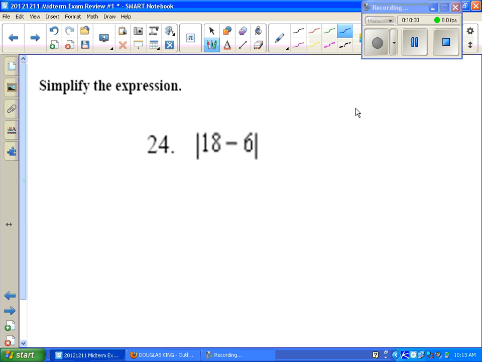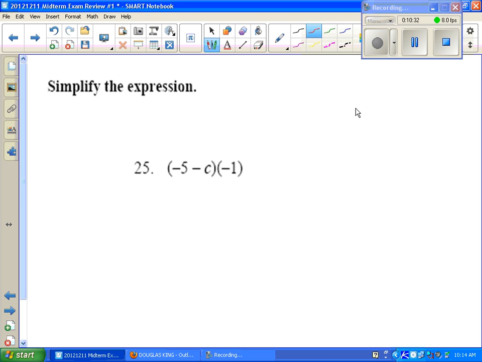Simplifying the expression again for number 24. Those bars mean the absolute value. That means how far away from 0 is it? 18 minus 6 is 12, or how far away from 0 is 12. It doesn't automatically mean to switch the sign and make it a negative number. Some people, when they see those absolute value symbols, automatically just think, I've got to switch the sign. No. How far is it from 0? Negatives become positives, but positives stay positive.